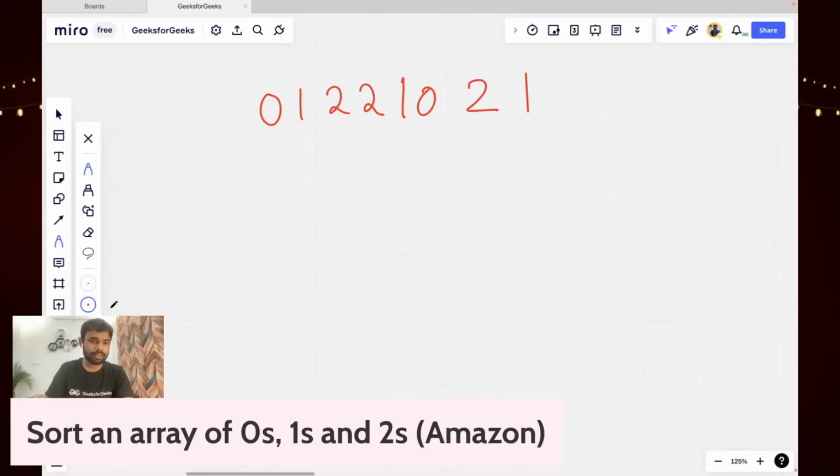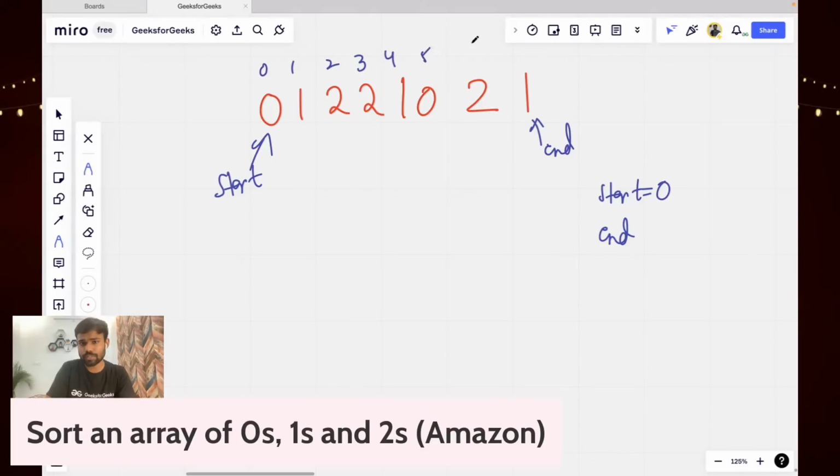I am in third year. This is start. This is end. Initially our start is 0. Our end is, in this case, 0, 1, 2, 3, 4, 5, 6, 7, so it is 7. And our I will be initially 0.